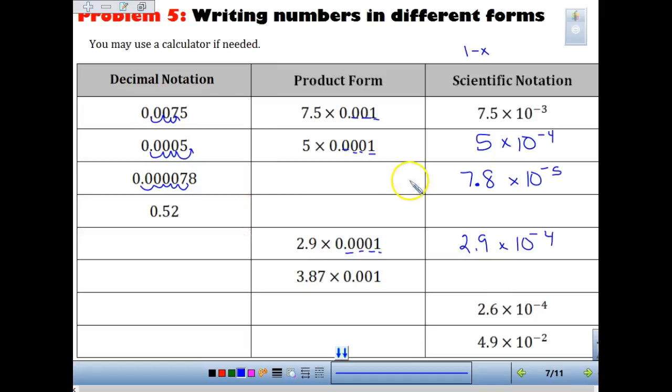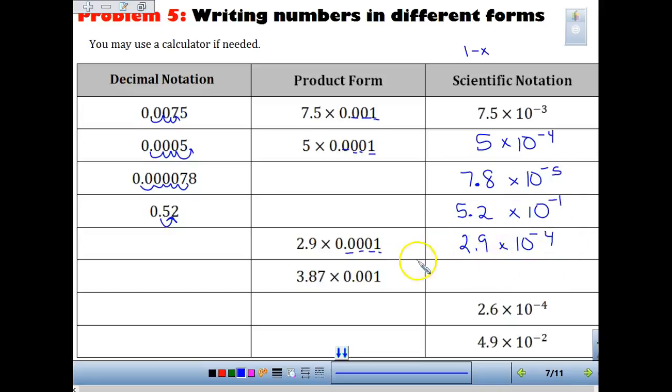So let's write the 5.2. If we are looking at that 5.2, and I'm looking at that one, Avery, what are you going to have? 0.52 changes to 5.2. Negative 1. So we're looking at this one now. So this is what you're going to write down in your homework today.